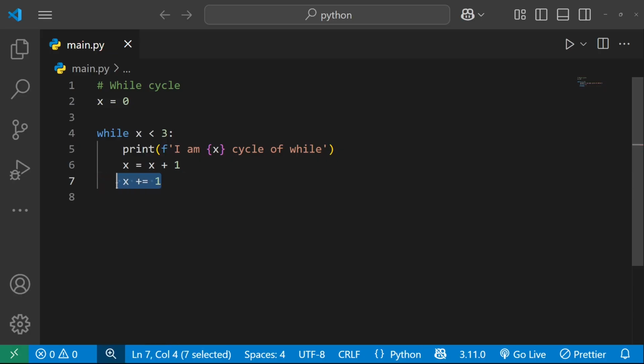So this is a long code, and you maybe remember that we can write a short code. So these two lines are exactly the same. The short code is better because it's more professional, but you can use this code or this code. It's up to you.